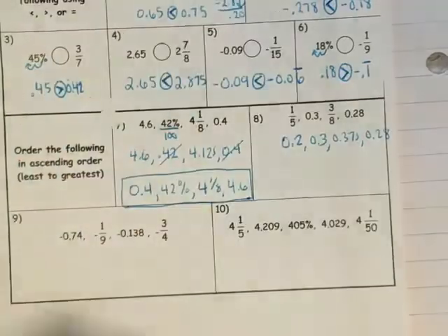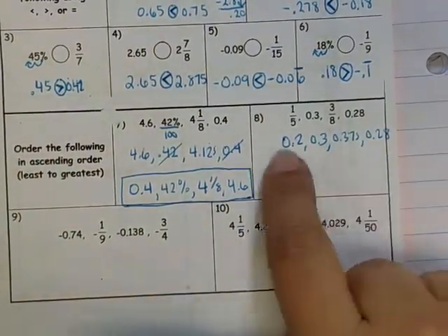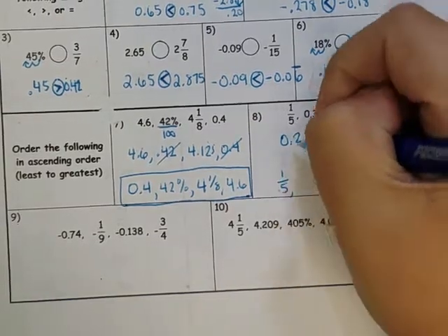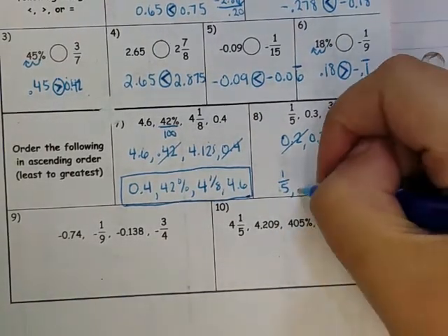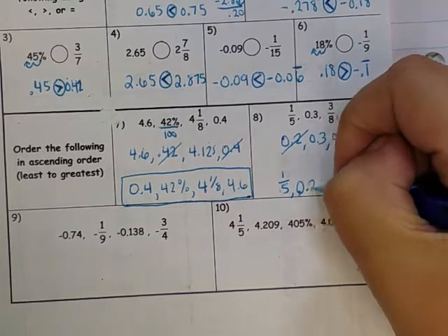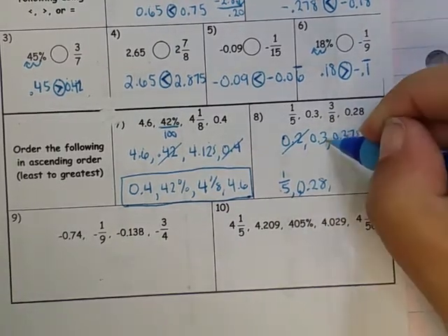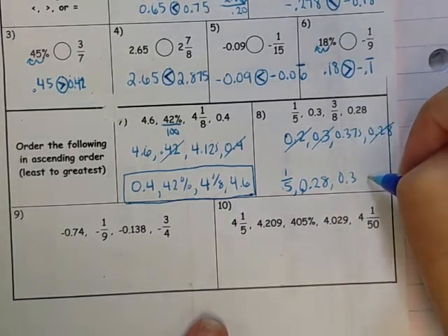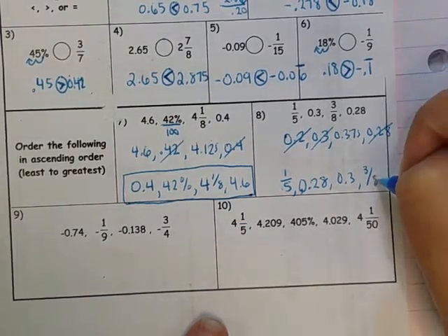And we want to put those in order from least to greatest. So I'm going to look, and it looks like this 0.2 is the smallest, so that's 1/5. And then the 0.28 comes next. And then the 0.3 comes after that. And then the 3/8 is my biggest value in this problem.